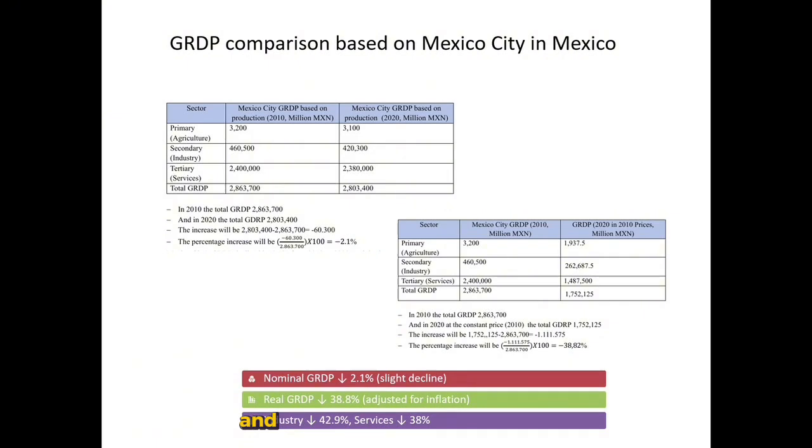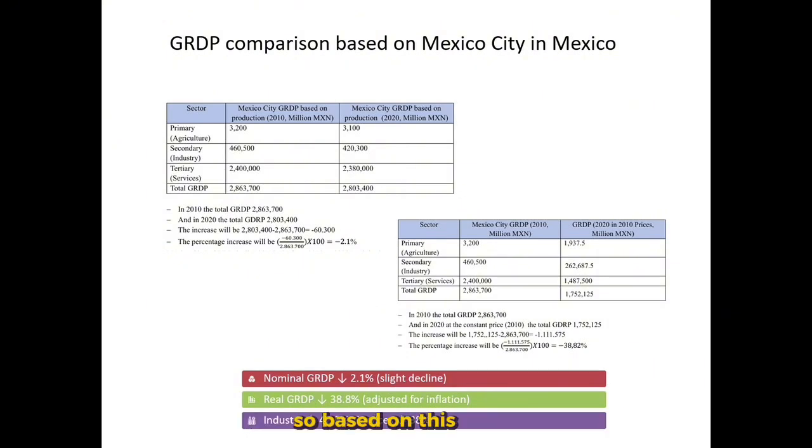And the second table is consistent and shows that Mexico City's real GRDP, adjusted for inflation, declined by 38.82% from 2010 to 2020. This indicates a severe economic contraction, due to the major decline in industry, minus 42.9%, and services, minus 88%. It's possibly because of economic downturn, structural shift, or external shock like COVID-19.